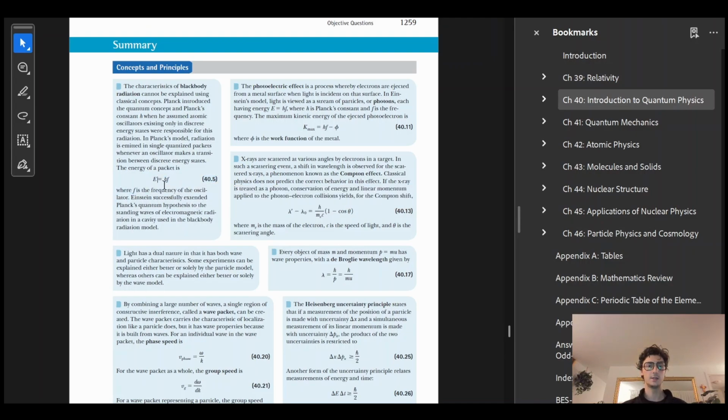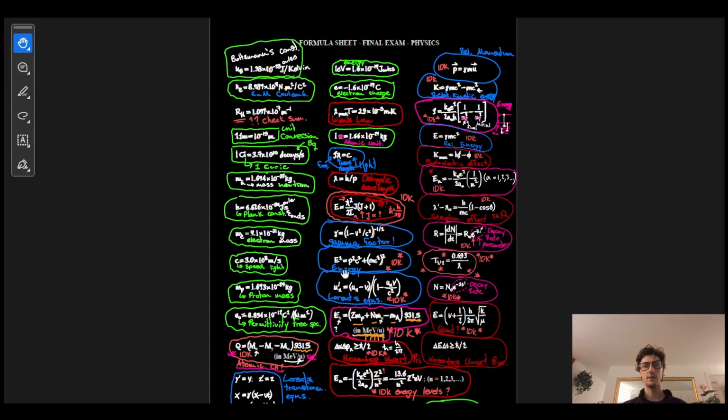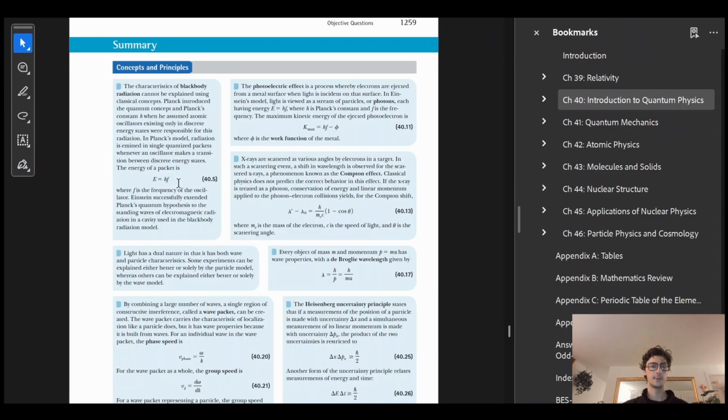You could see E is equal to hf. Right here, you could see hf appears in the photoelectric effect. So this equation somehow uses this equation in it. And if you don't know how they're used, and you can't remember in a question where this is coming from, and you don't have it in the equation sheet, you're a bit screwed. So take a note of equations that don't appear in the equation sheet while you're studying.